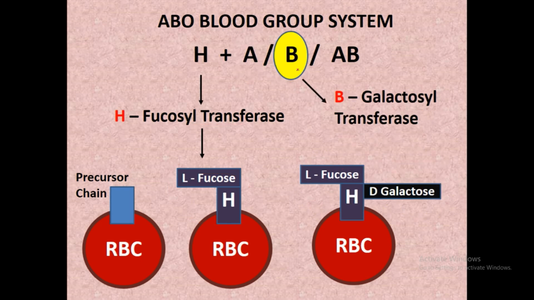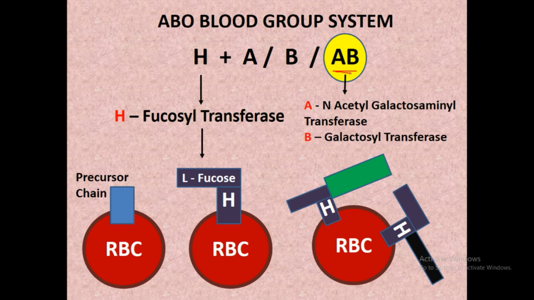Now the person having the B gene. But first of all there must be the synthesis of H substance, which is due to the presence of the H gene, which encodes fucosyl transferase enzyme which transfers L-fucose to the precursor chain and it forms H substance. Now the person having the B gene, which is responsible for the activity of galactosyl transferase enzyme, which transfers D-galactose to the H substance. So here D-galactose plus L-fucose plus precursor chain are collectively known as B antigen.